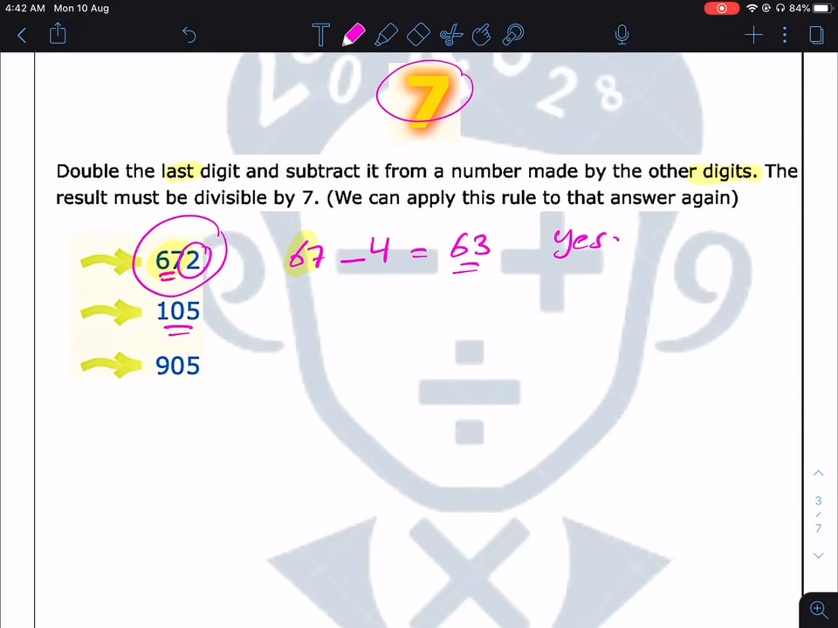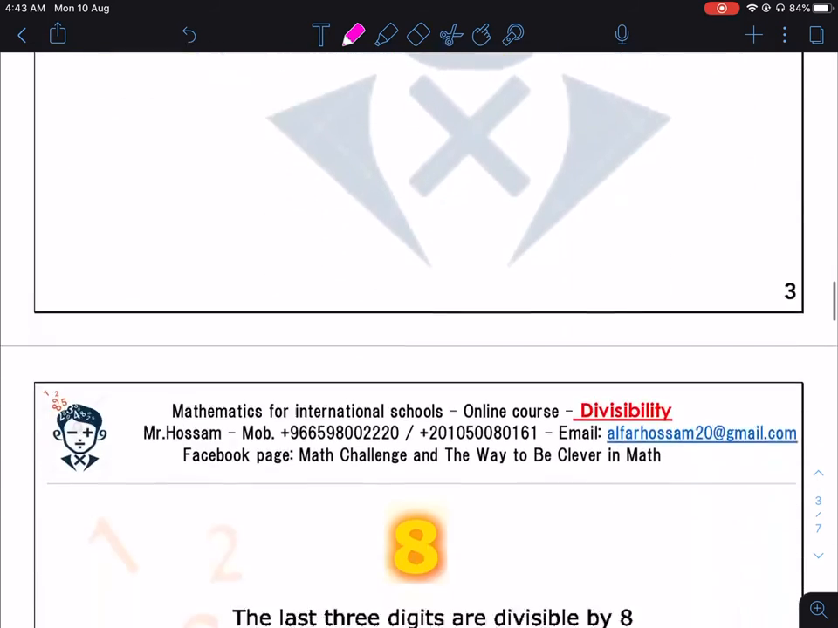For this number, double the last digit. It's 10. Subtract from the left digits: 10 minus 10 is 0. Can you divide 0 by 7? Yes. For this one, double the last digit, make it 10, and subtract from the left number, 90. 90 minus 10 is 80. Can you divide 80 by 7? No, so this number is not divisible by 7. So again, to check divisibility by 7, double the last digit and subtract it from the number obtained by cutting the last digit.